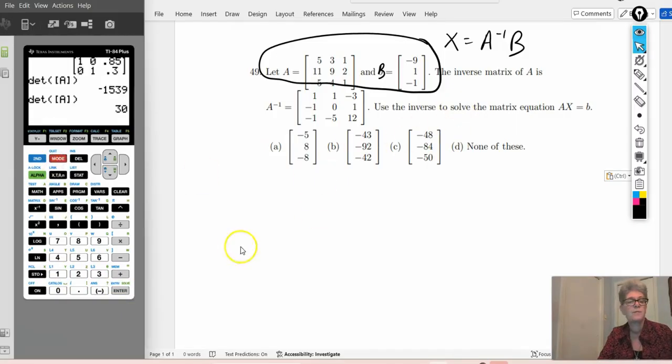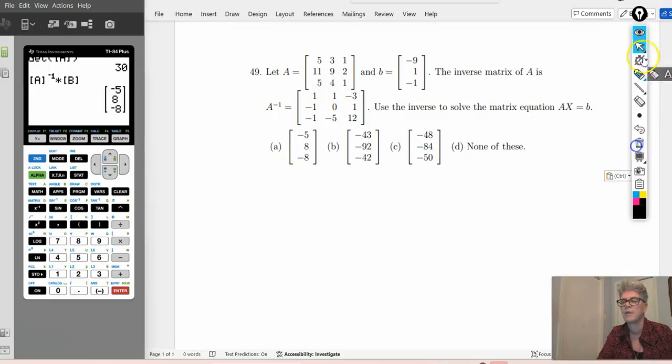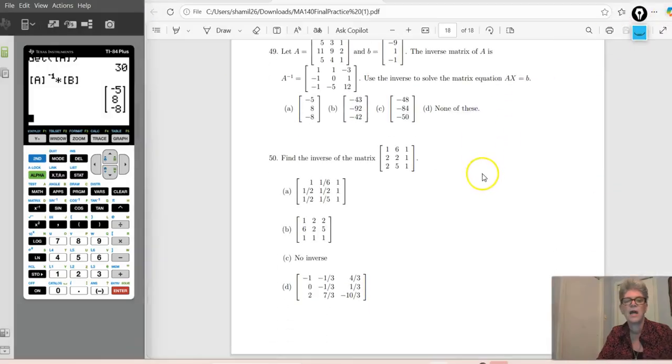And I want to do A inverse times B. So get into the matrix menu. Under name, select A, and then X inverse, then times, get back into the matrix menu, and under names, select B, and then press enter. And there we are, answer A. Selection A. Okay, we are on the last question, yay!